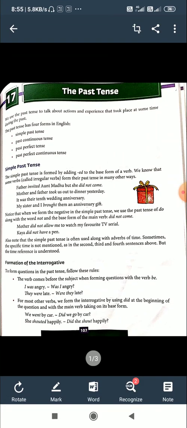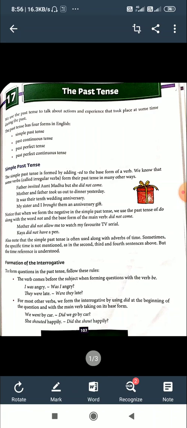So to make it interrogative, you have to bring the verb first. Was first, then subject, I, then angry. They were late. Were they late? So here where is the verb? They is the subject, late. So this is the word order of making interrogative. If the verb is one of the different forms of verb be, put it at the beginning, then subject.